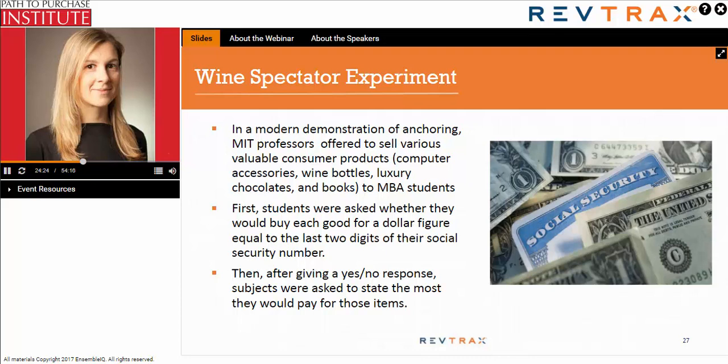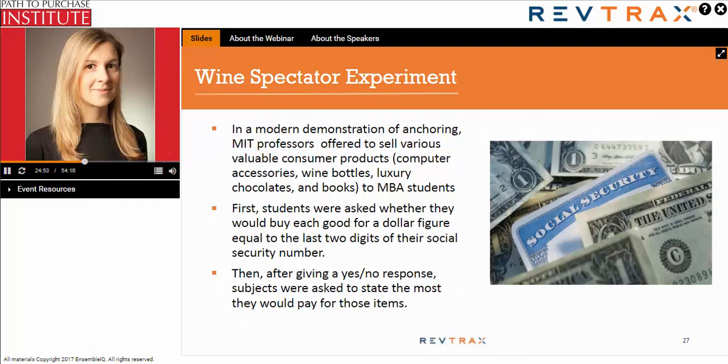And then students were asked to write down the last two digits of their social security number. And as we know, this should be a pretty random distribution across the students. And then they were asked whether they would buy each good for the dollar figure equal to these last two digits of their social security number.